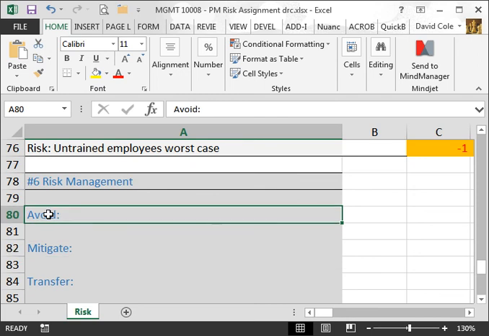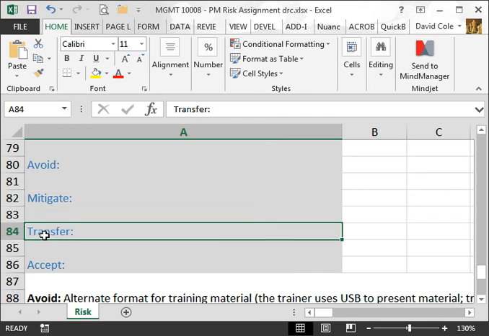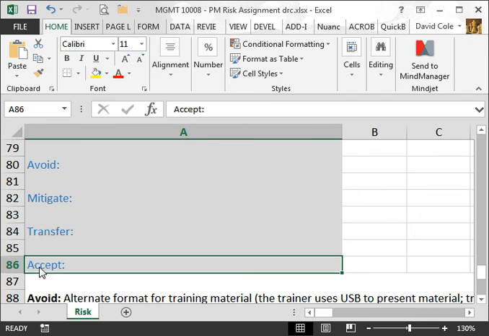I want you to write down what you believe is a viable solution for avoiding the fact that a server may crash. I want you to deal with how you would mitigate it if it does crash. I want you to look at and write down what you believe is a viable alternative for transferring that risk to somebody else, and what is the consequence of accepting the risk. So again, you are going to write up an answer for each one of those.